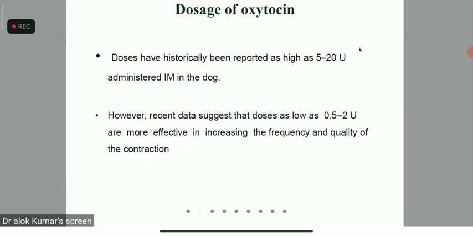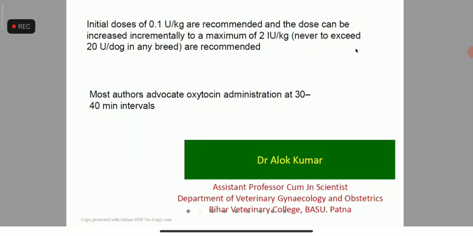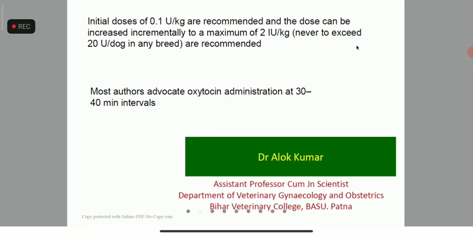It is written how much dose of oxytocin can be given, the same thing I told you: it's better to give small shots of oxytocin, and you can maintain a gap of 30 to 40 minutes. It will be very good.